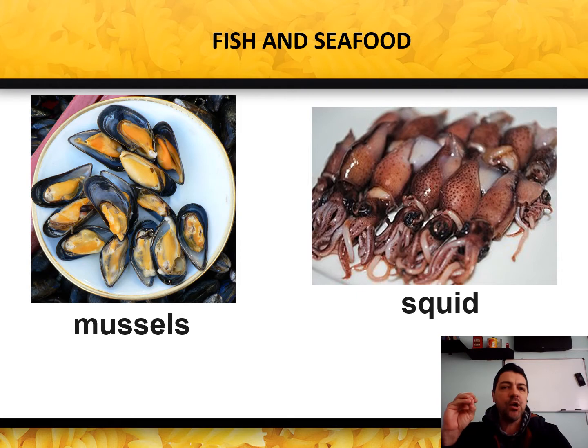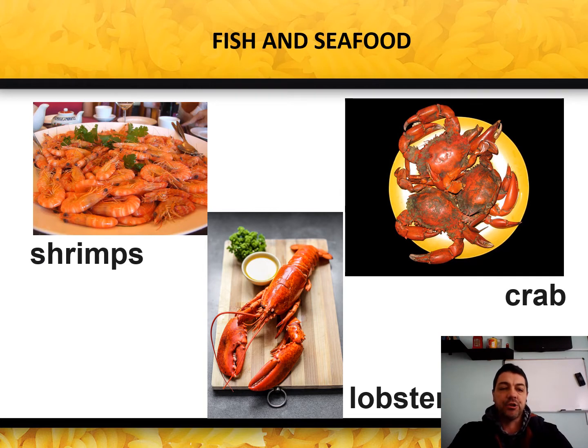Squid, especially when you go to those Oriental, Japanese, Chinese restaurants, it's common for people to serve squid. You can have fried squid, you can have boiled. We'll be talking about the ways of preparing later. So mussels and squid. Another kind of seafood that we have in English is shrimps. I'm sure that most of you love shrimps. I really like shrimps.